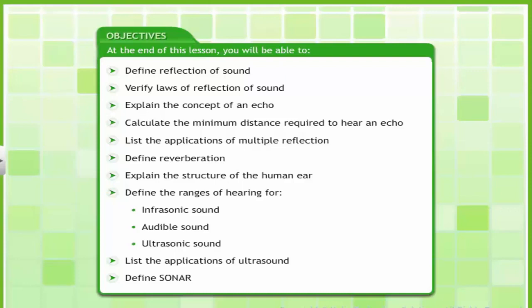At the end of this lesson, you will be able to define reflection of sound, verify laws of reflection of sound, explain the concept of an echo, calculate the minimum distance required to hear an echo, list the applications of multiple reflection, define reverberation, explain the structure of the human ear, define the ranges of hearing for infrasonic sound, audible sound, and ultrasonic sound, list the applications of ultrasound and define sonar.